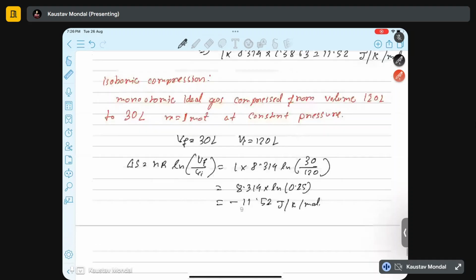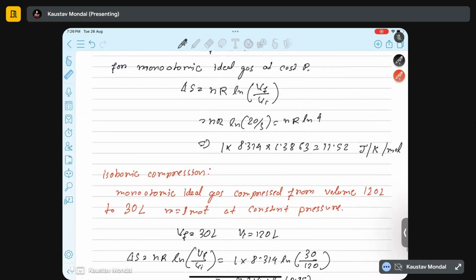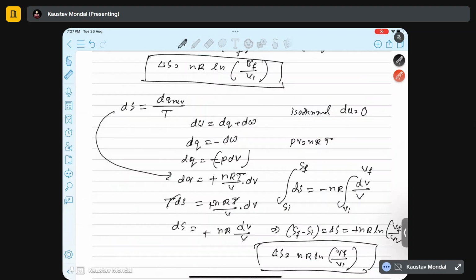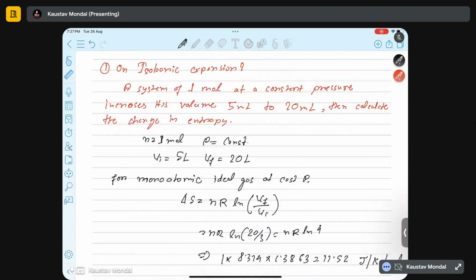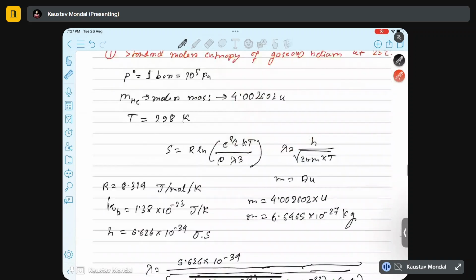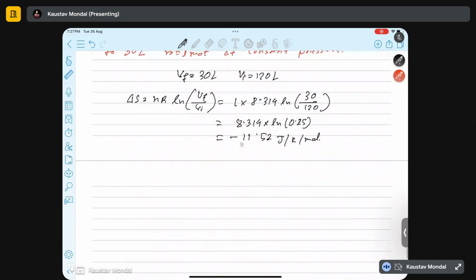So this is what happens when you expand the gas, the states are increasing, which results in the increase in the entropy. But when you decrease the volume of the system, the possible number of states also decreases, and as a result, the entropy of the system also decreases, right? So these are basically the various cases we have discussed so far.